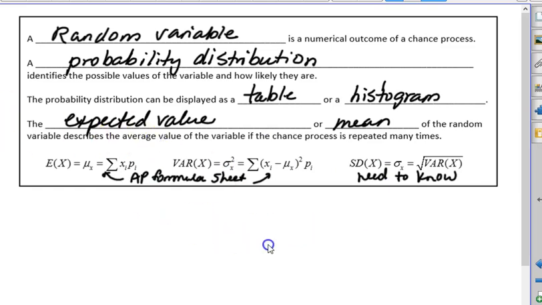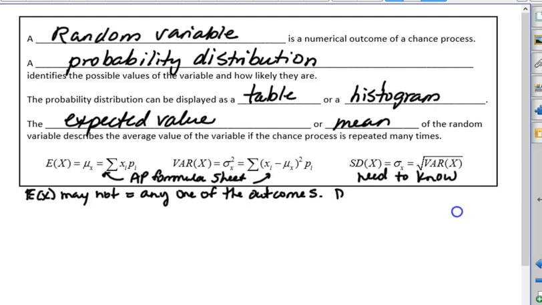Something else to be aware of, and you might want to write this just below your box right here, is that expected value may not equal any one of the outcomes. In the case of our example, none of the outcomes was $2.20, but that was what our expected value would be. Another thing you need to remember is do not round the expected value.